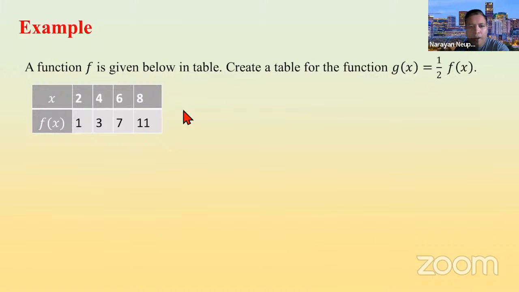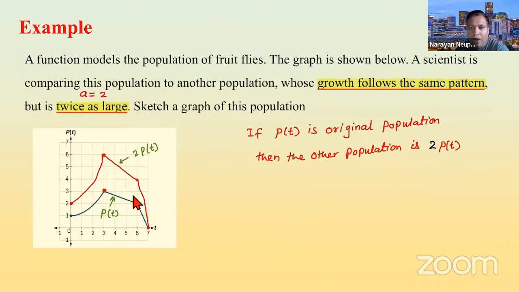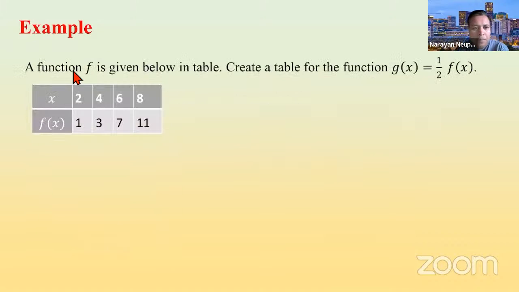Okay, let's talk about it now. So in the previous problem, we were multiplying by 2 because it was the problem of vertical stretch and the values were doubled there. Every value on the graph was doubled. But now you can see we have the function given in the form of a table. And this function is the function y equal to f(x).